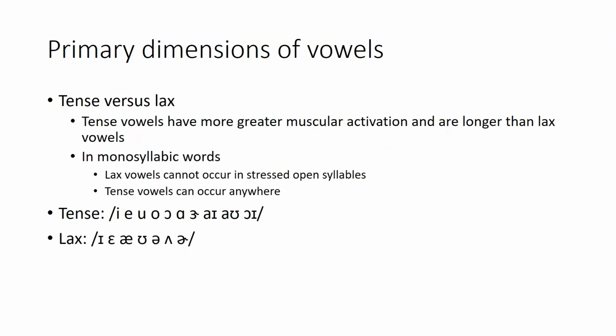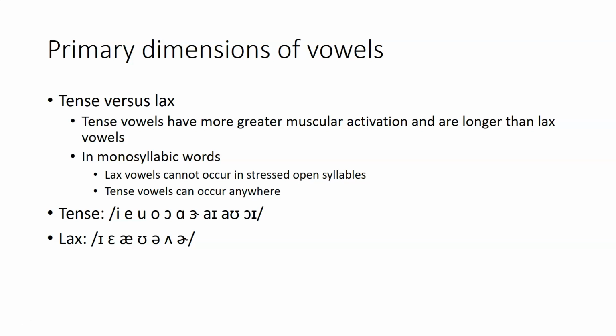For vowels that have roughly the same height and advancement, the dimension that differentiates them is referred to as tense versus lax. Tense vowels have a greater muscular activation and are longer than lax vowels. There is also a distinction in the occurrence of tense versus lax vowels in simple words with one syllable. English does not have any words with lax vowels in an open syllable where there isn't a coda consonant, whereas tense vowels can occur anywhere.